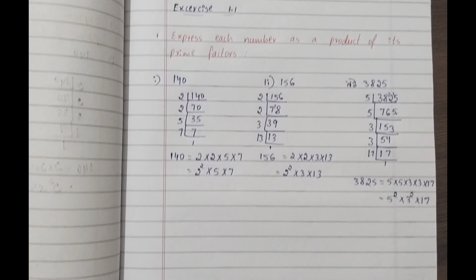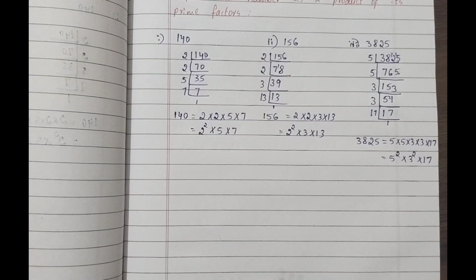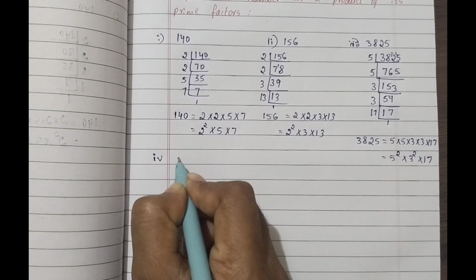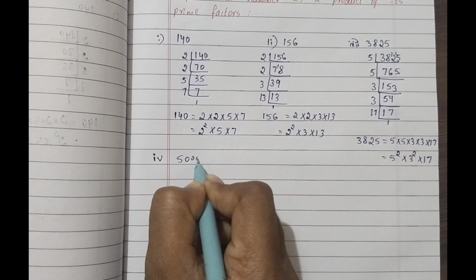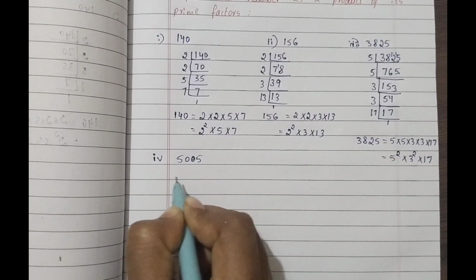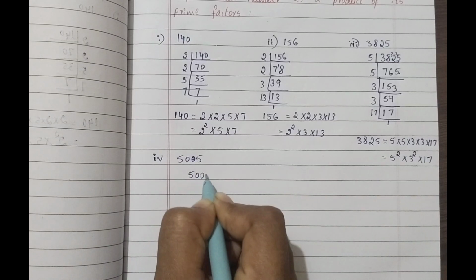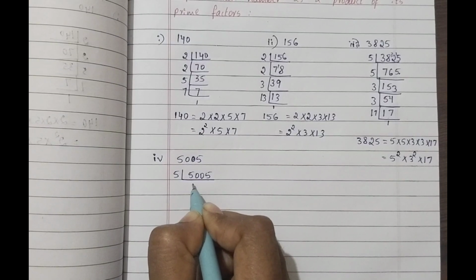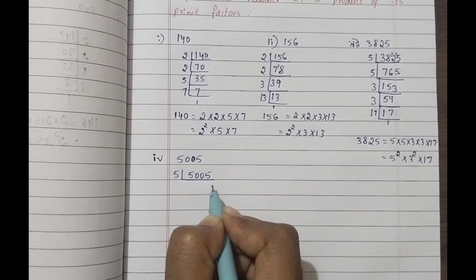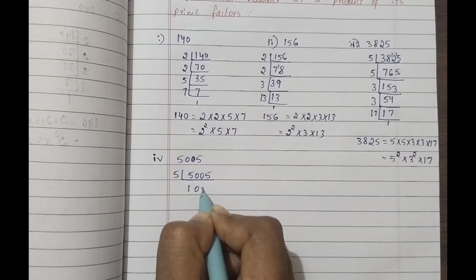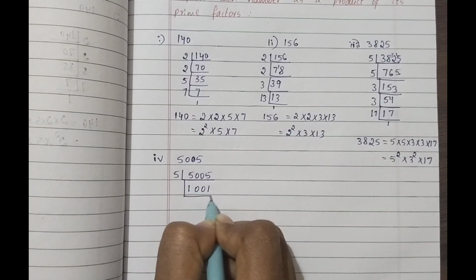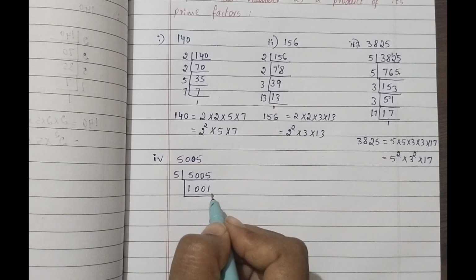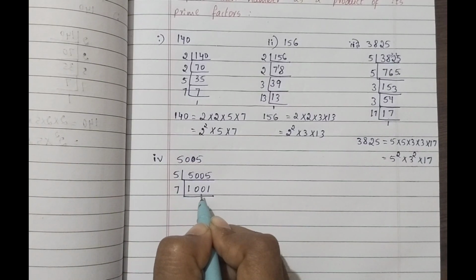Next we will go to the next question, that is 5005. The fourth one is 5005. Here at the end again 5 is there, so we can use 5 to divide it from the start. So I'll use 5. 5 ones are 5, then 2 zeros are there, then again 5 ones are 5. Then we have to check the smallest number which can divide it. That means 1001 divided by 7. So I'll use 7.